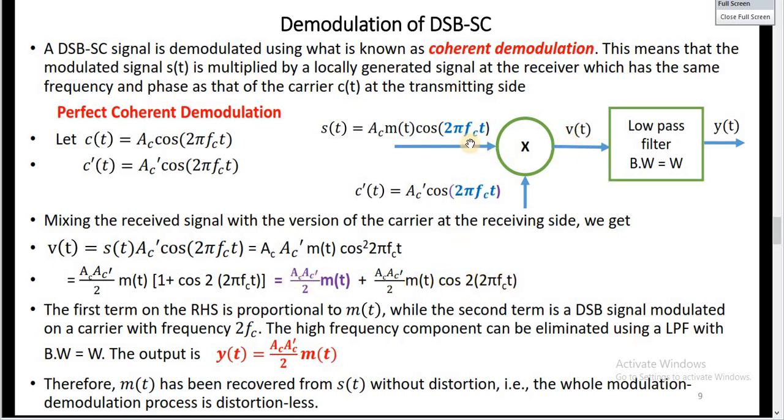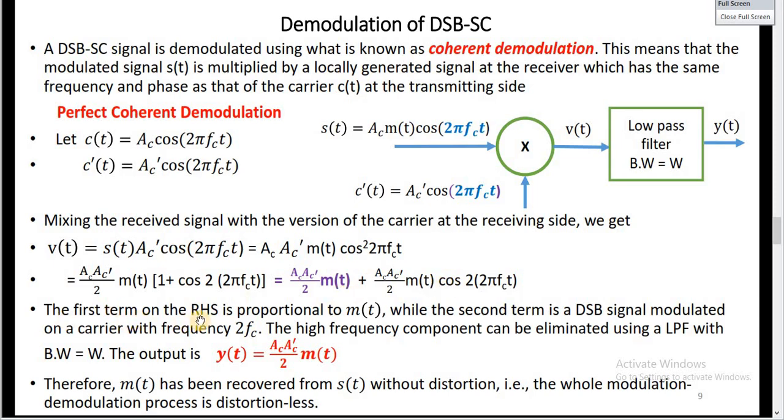So upon mixing these two signals, we have a component of V of t which is proportional to the message signal plus another high frequency signal. This high frequency signal is nothing but another double sideband modulated signal around twice the carrier frequency FC. Since we're doing demodulation, we have to get rid of the high frequency term and admit only our desired signal. So we have a low pass filter with bandwidth W, and this low pass filter will admit the message signal M of t and will reject the high frequency term.